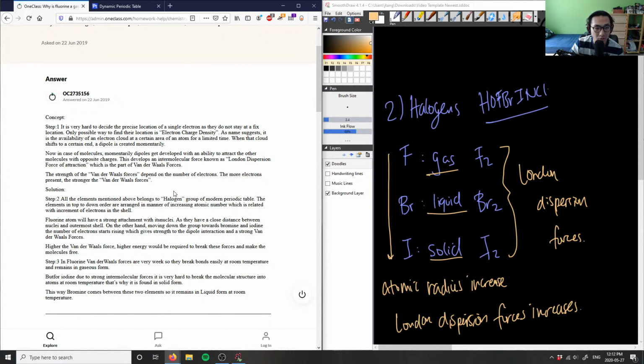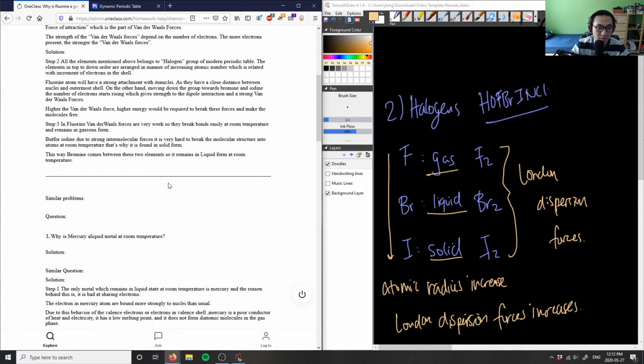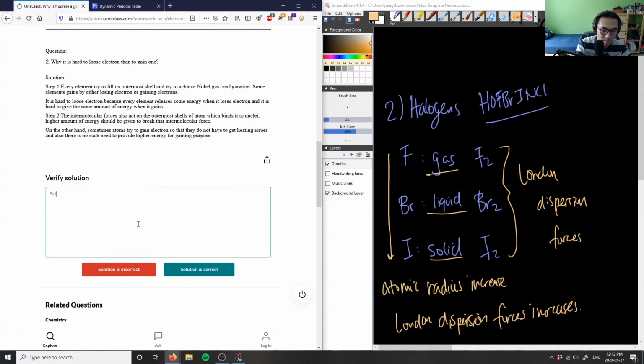So let's see here, all of them are halogens, which is great, and we only care about the van der Waals forces, which is good. The higher the van der Waals forces, the higher the energy required to break these bonds. So therefore, iodine is in a solid form, bromine is a liquid, and fluorine is a gas. So this solution here is correct. It kind of goes back to this idea of intermolecular forces and how the bonds work and how much energy you need to break those bonds. So the solution here is correct.